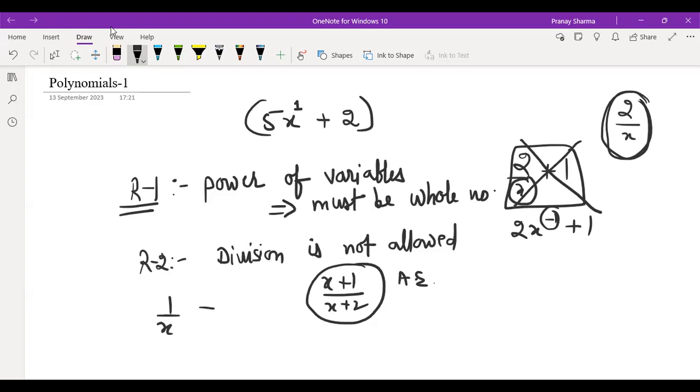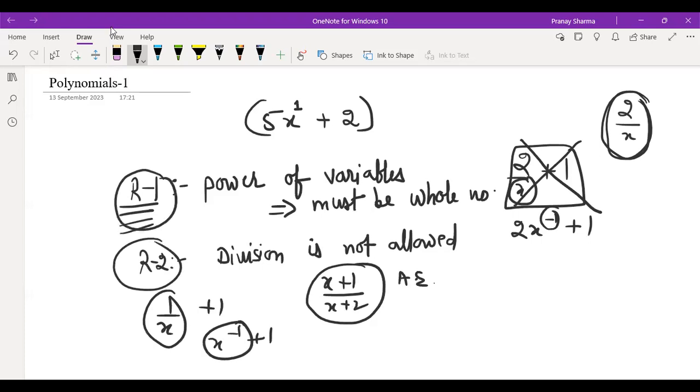Suppose 1 over x plus 1 is given to you. Now, if you bring this to the numerator side, rule number 1 gets violated, right? So again, rule number 1 and rule number 2 are connected to each other. That is why we say that division is not allowed, and that is why this is discarded, right? So in order to have a qualified polynomial, these two rules always have to be followed.